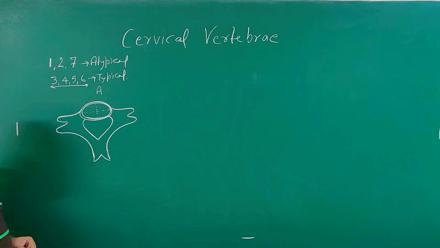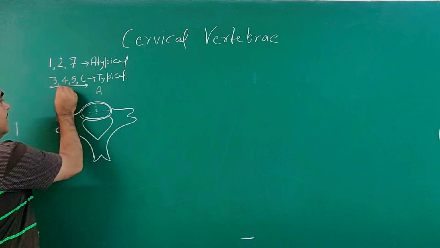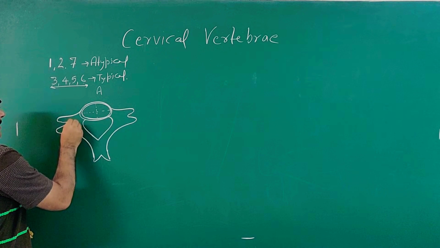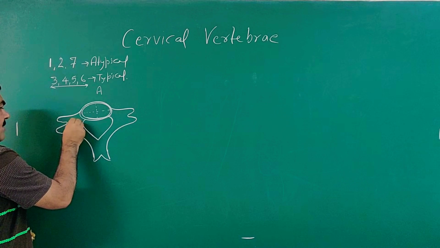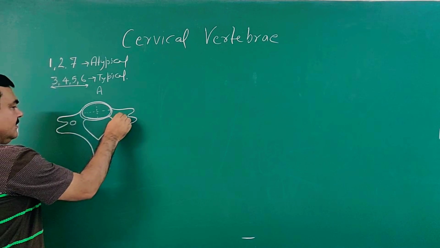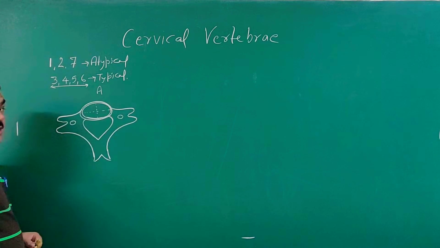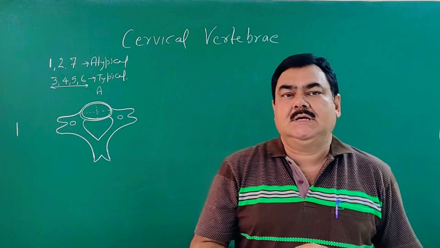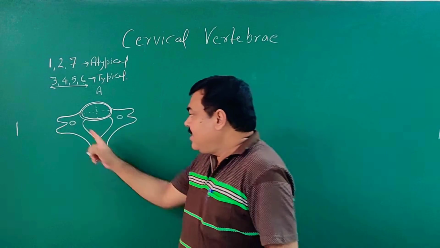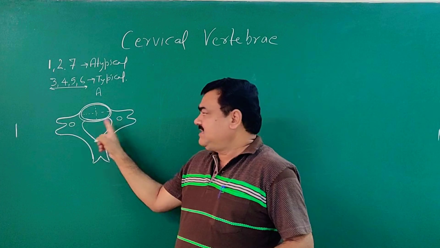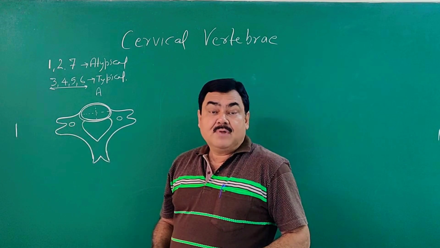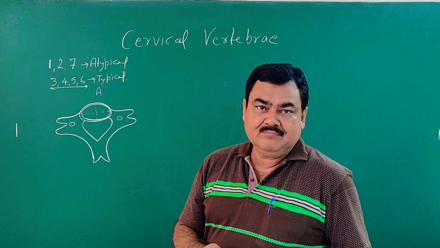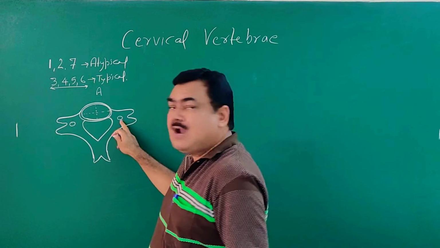This is a typical cervical vertebra, third, fourth, fifth, sixth. Here is the position of the foramen transversarium. A very peculiar feature of the cervical vertebra is the presence of foramen transversarium. This foramen transversarium is present only in the cervical vertebra. So this is foramen transversarium.